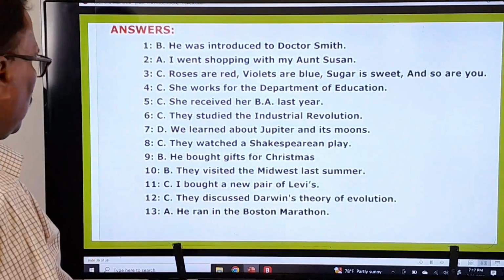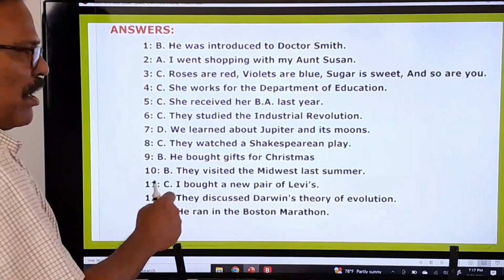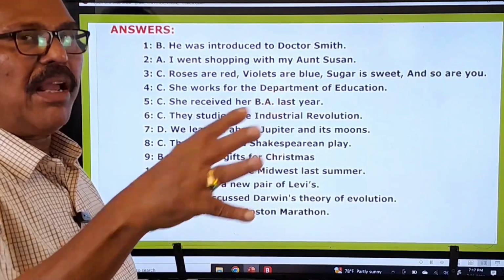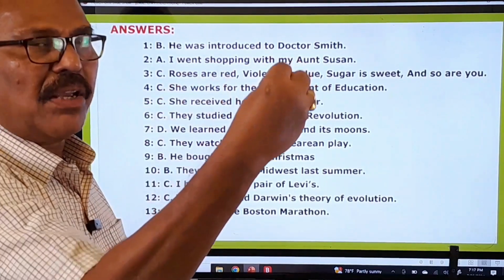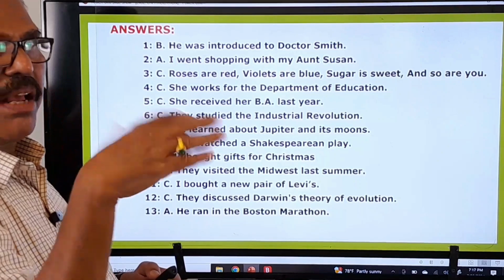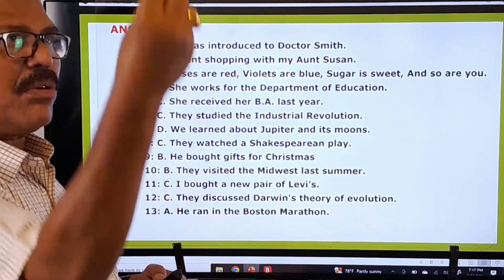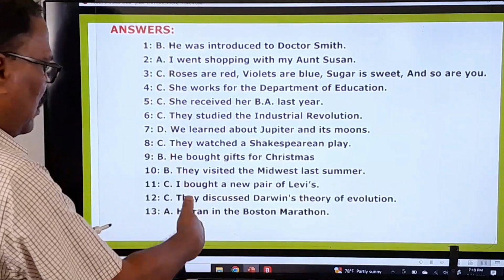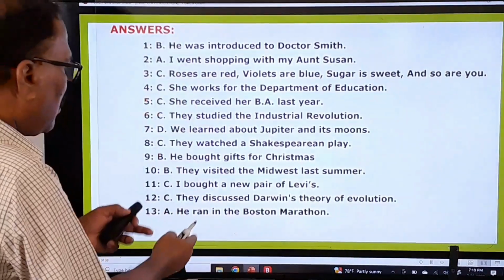So these are the answers for questions 1 to 13. They are actually framed on the additional rules I have added. From the 17th or 18th rule onwards I have added additional rules. On those particular rules 18 to 26, I have framed these questions, and the answers are also provided here for your convenience.